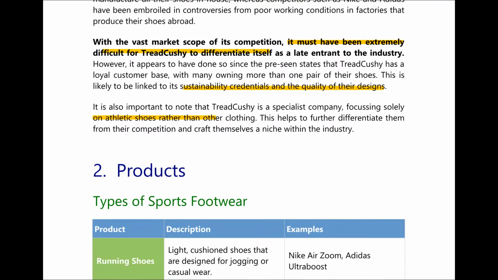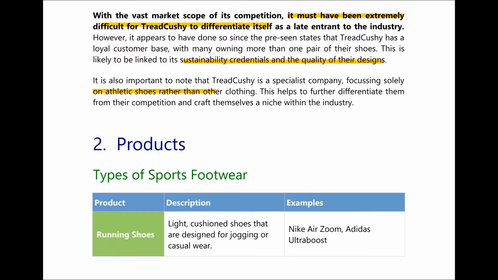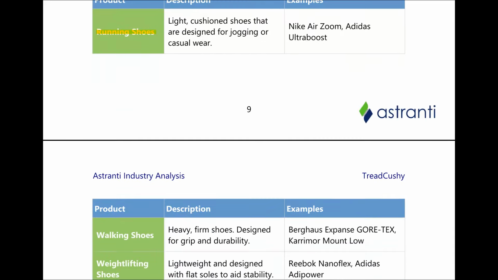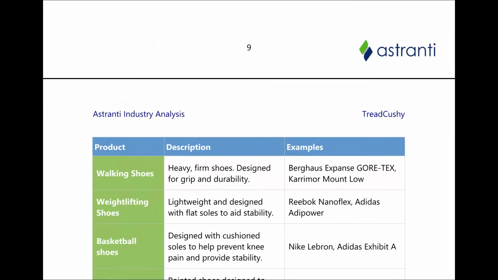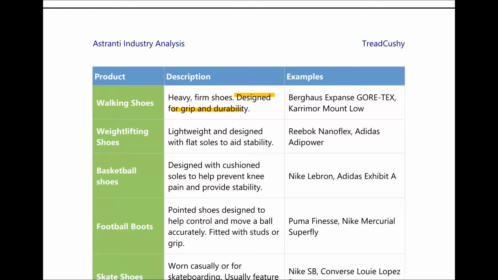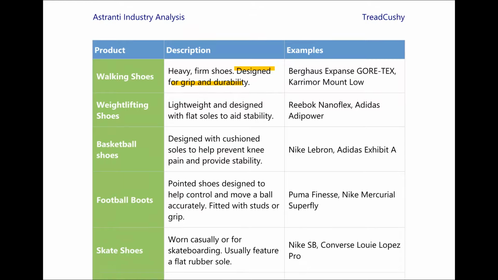So now let's have a look at the kind of products that we are discussing, the types of sports footwear. Now, the obvious ones are the running shoes, light cushion shoes. They're designed for jogging, but often these days they are used for more casual wear as well. As we scroll down, you can see walking shoes like the Caramore Mount Low. These are pretty much the opposite of running shoes, very heavy, firm, designed for grip and durability. Then we have weightlifting shoes, basketball shoes, football boots, skate shoes, all these different kinds of shoes.